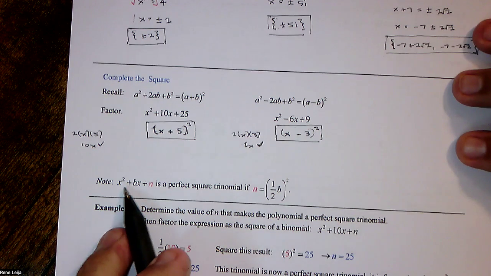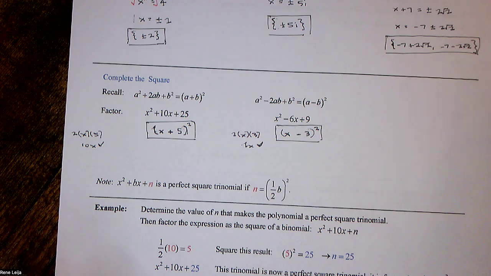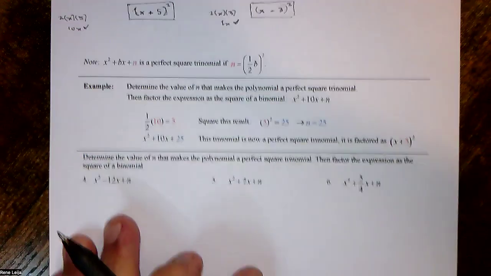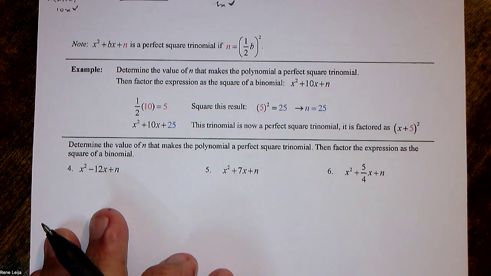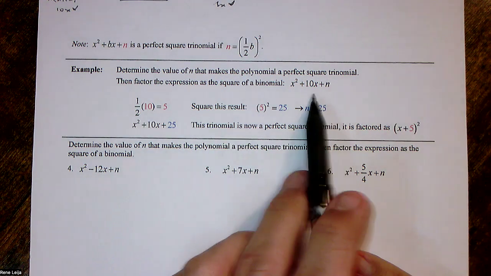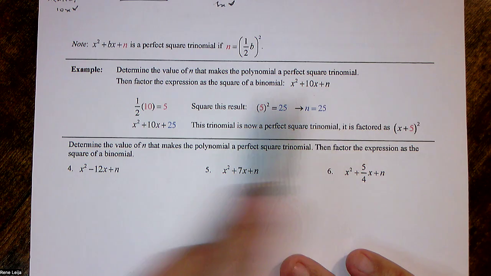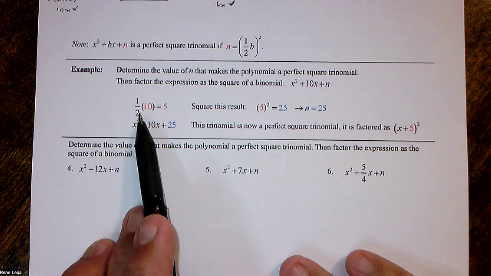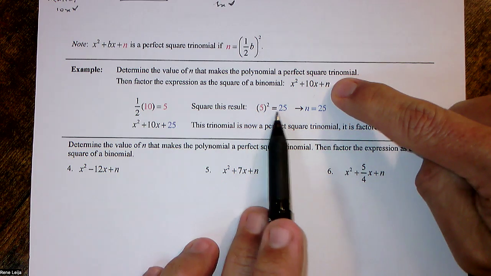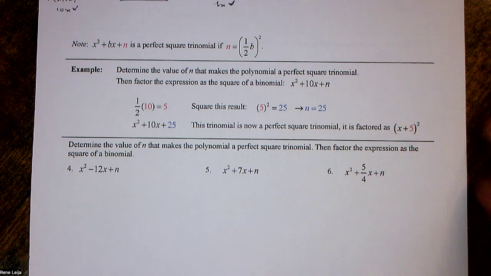All right, and then they give us a note: x squared plus bx plus n is a perfect square trinomial if n is half of b squared. So what we're going to end up doing now is we are going to complete the square. And this is how we're going to do it. Notice here in this example, it's the same one as above. When they don't give us this number, we have to find it. So we take half of our b term. In this case, it's 10, which is 5. And then we square that to get 25. So 25 is the value that completes the square. And that's why this ended up factoring into x plus 5 quantity squared.